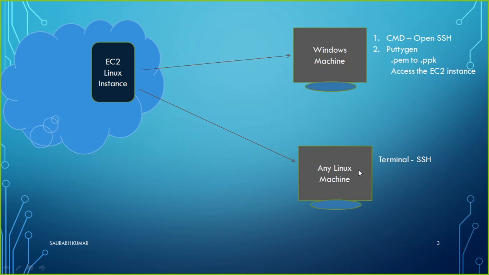Or what if my laptop is running Linux, then how can I access it? So the condition may change. If you are using a Windows machine, you will have to use these two methods. First, you will go to command prompt and run SSH there. That is one method. Second, you can use PuTTYgen.